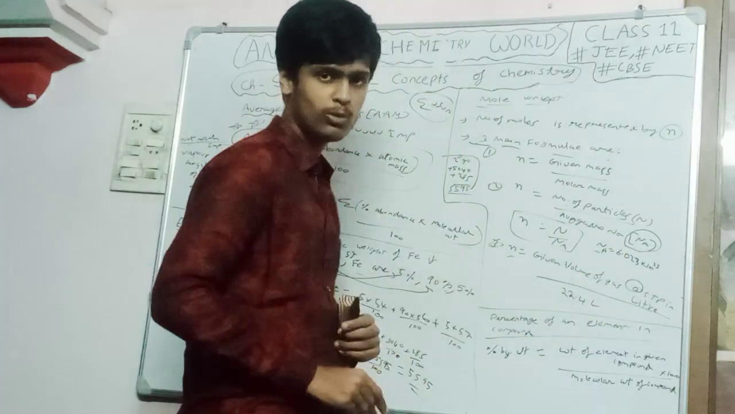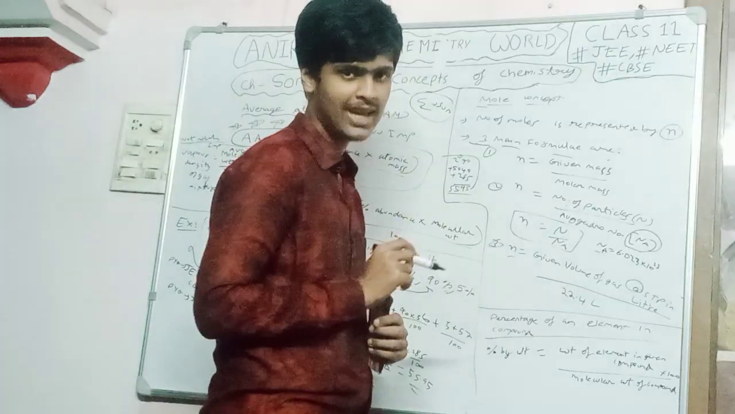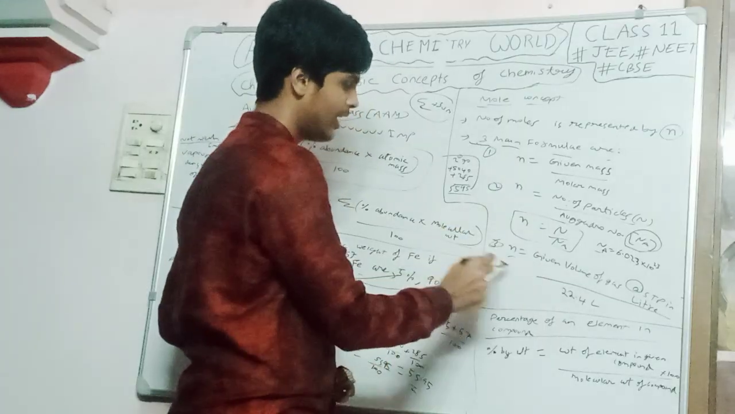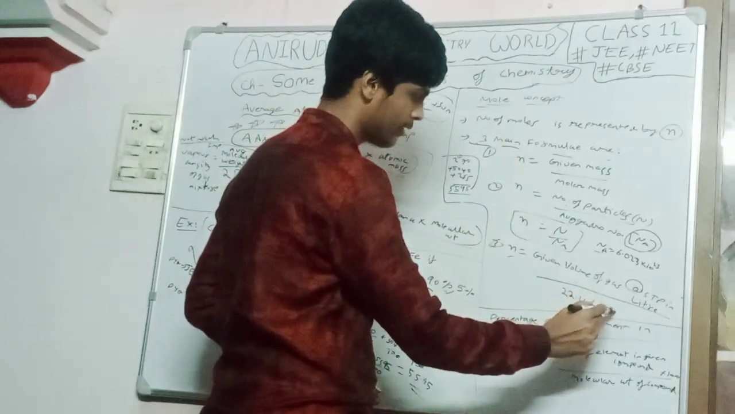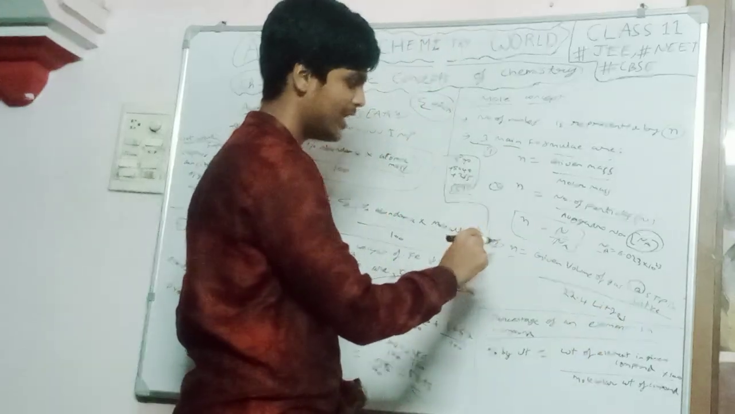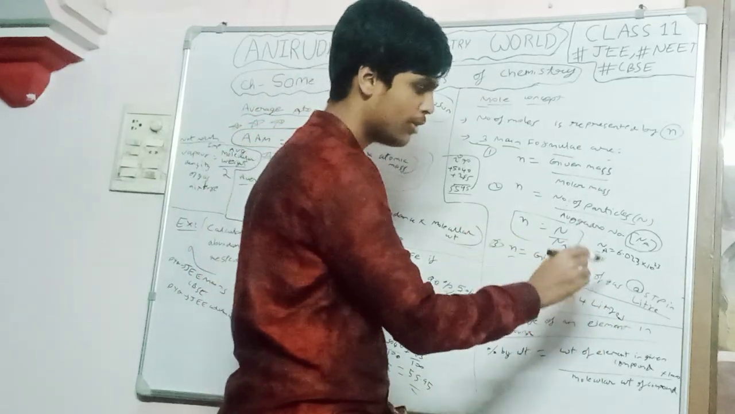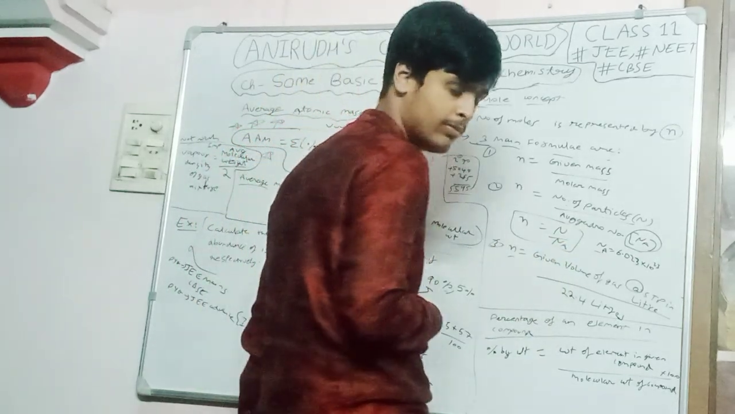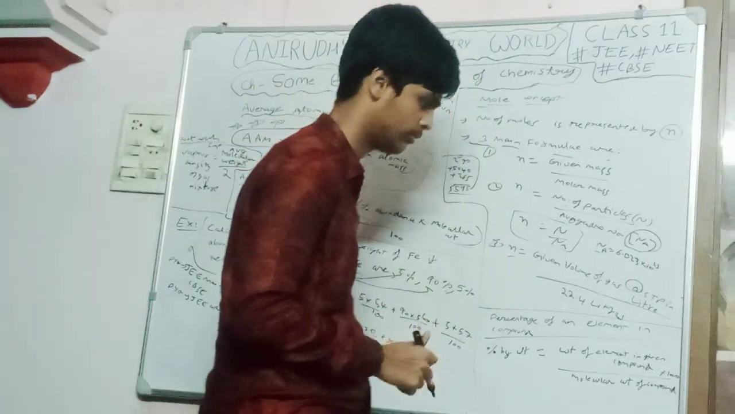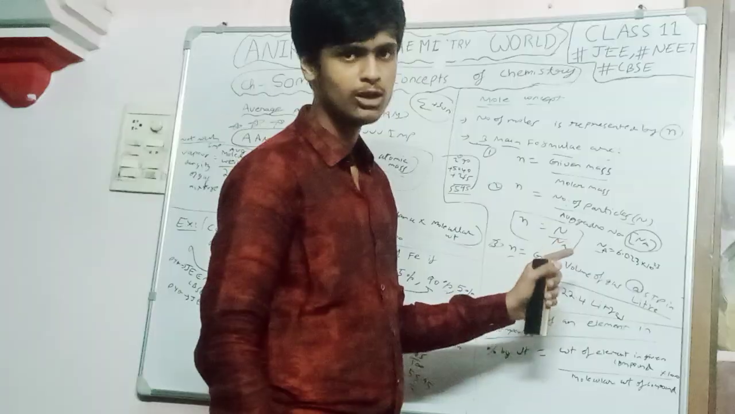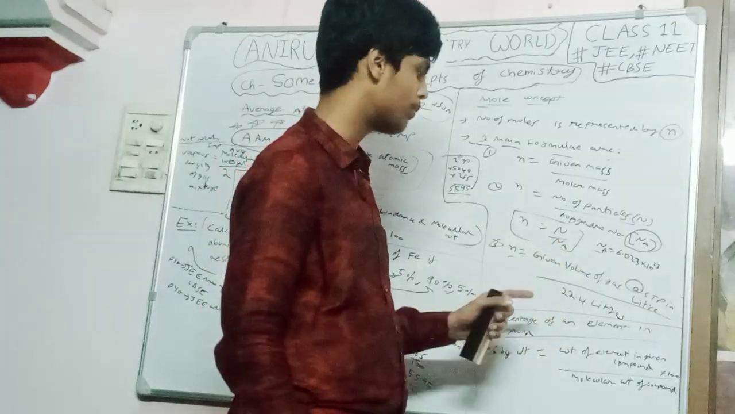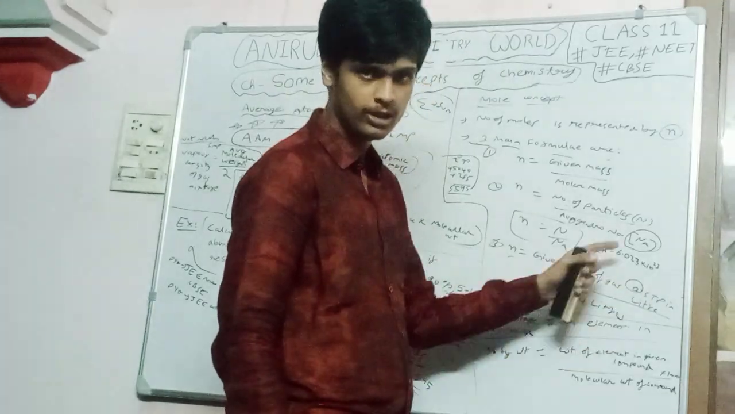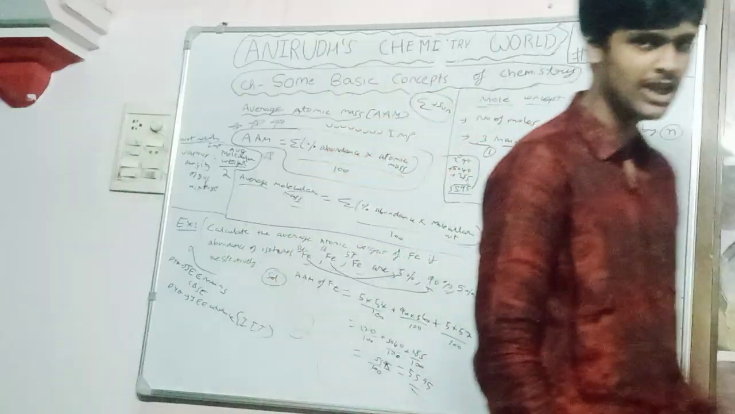Okay, third formula is number of moles is equal to given volume of the gas at STP by 22.4 liters. L means liter. Here, the given volume of gas at STP is in liters. The numerator and denominator should be in liters.